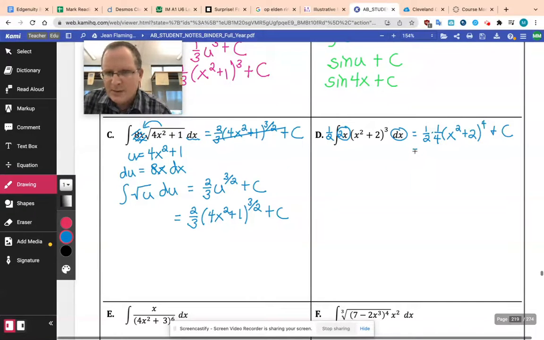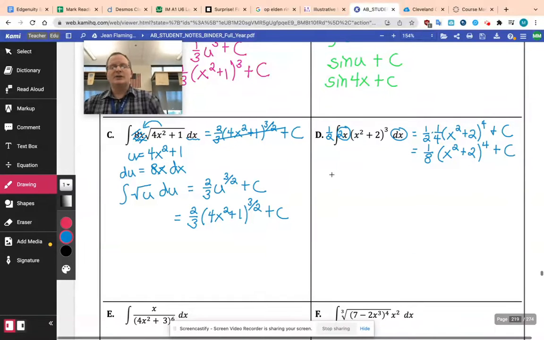Okay, so the answer should be 1/8 x squared plus 2 to the 4th power. Okay, I get a little lag, not too bad. Just be careful here. Plus c. Done.